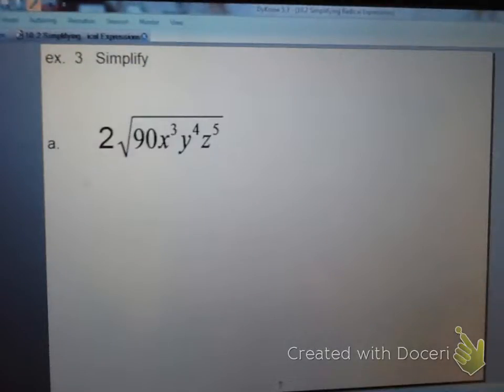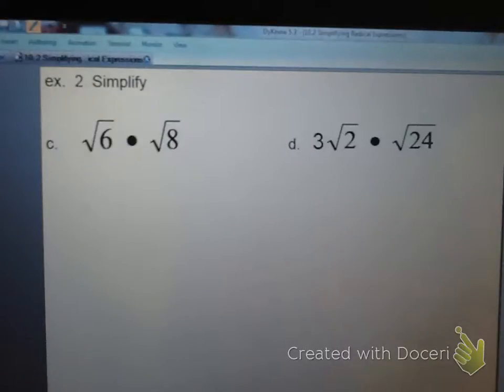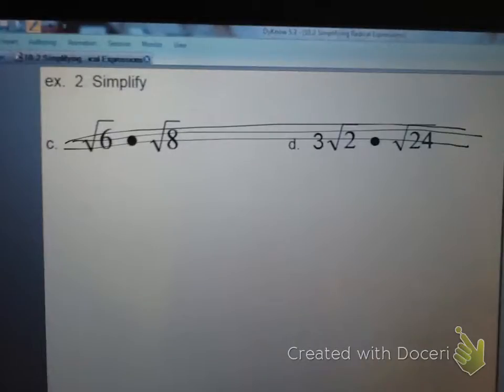Okay, example 3. Now we have variables. I'm going to back up for just a minute. I'm going to use this panel to talk about the square root of variables. If you had the square root of x to the 4th, you would divide the root, which is understood to be a 2. If there's no number, it's understood to be a 2 right here. And 4 divided by 2 is 2.